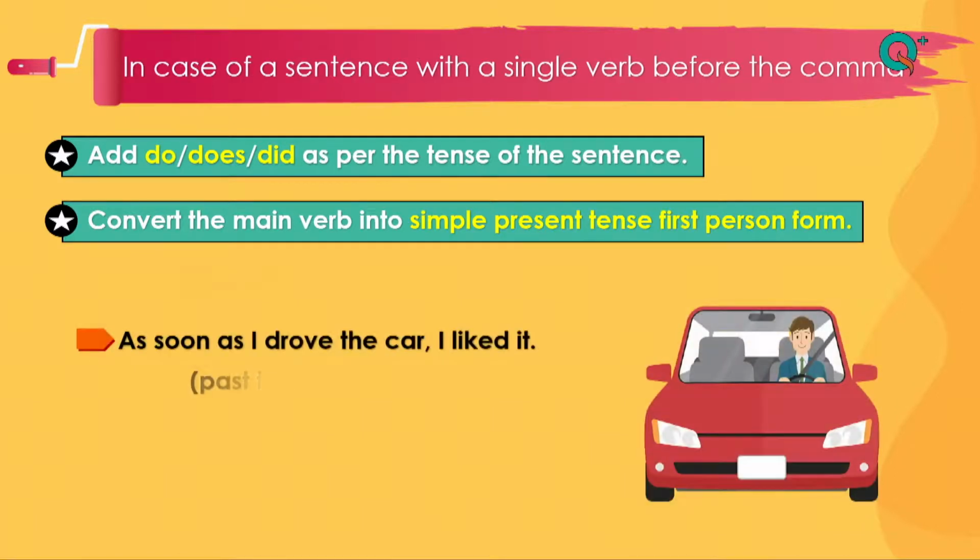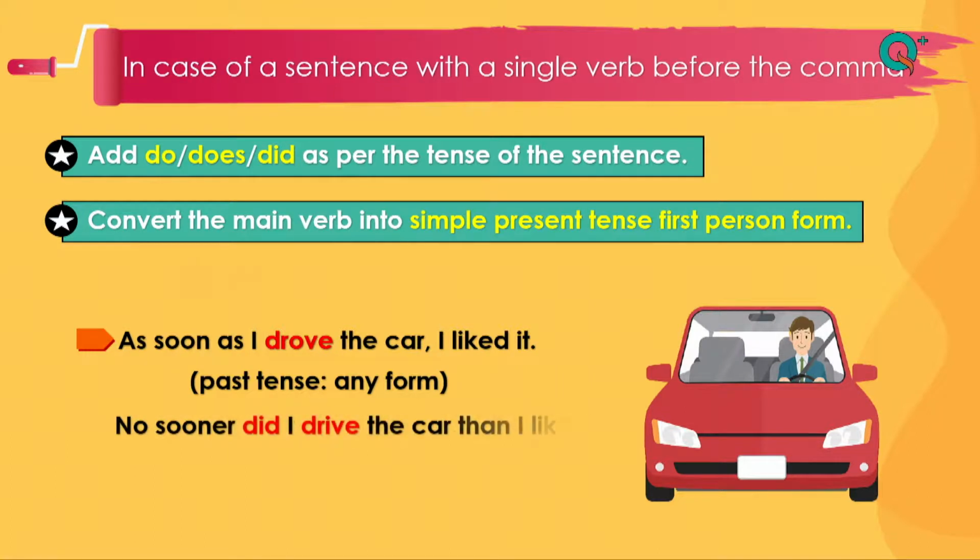As soon as I drove the car, I liked it. Now see here, I drove. So there is only one verb, which is drove. But we need two verbs because the first verb has to be switched with the subject. So in this case, what we will do is we will identify the tense of the sentence. The tense is past because it's drove. So the answer will be, no sooner did I drive the car than I liked it.